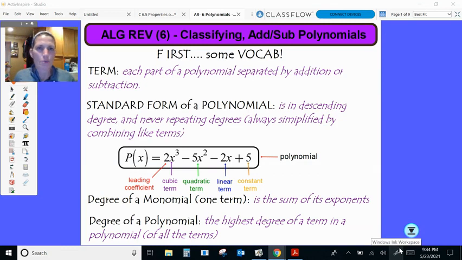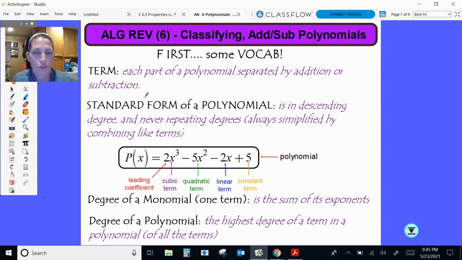Everybody, welcome back. This is algebra review number 6. We're going to work on classifying, adding, and subtracting polynomials. Okay, so first some vocabulary. A term, as I'm sure you know, is each part of a polynomial separated by addition or subtraction. Okay, so this is a term, 5x squared is a term, 2x is a term, and 5 is a term.